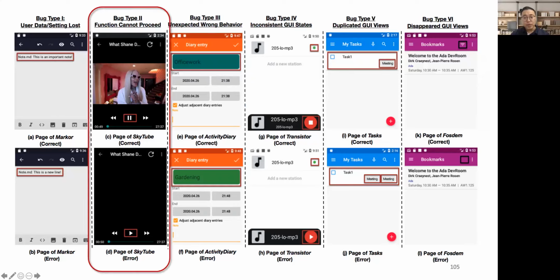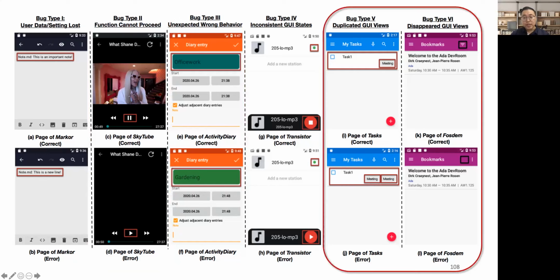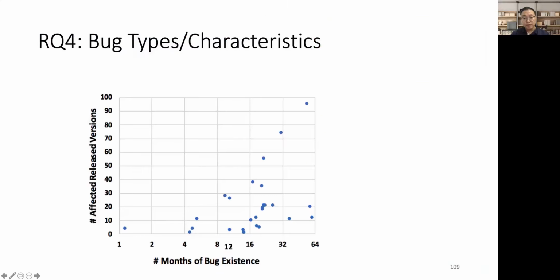For example, this bug was found in SkyTube, which is a video player. Users cannot play the video anymore if they open the video in a browser and return back to the internal player. This bug was found in Activity Diary. When users undo an irrelevant activity, the app will jump to an incorrect active page. Some bugs are manifested as duplicate views or disappeared views.